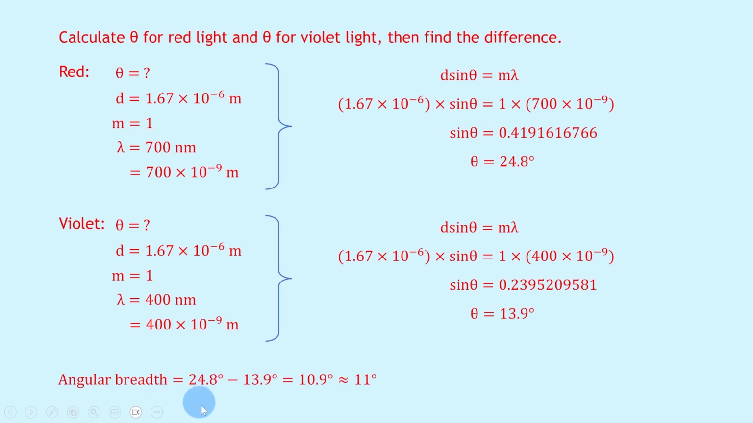So we have angular breadth equals 24.8 degrees minus 13.9 degrees, and putting that into your calculator should give you an answer of 10.9 degrees, which we could say is approximately equal to 11 degrees.